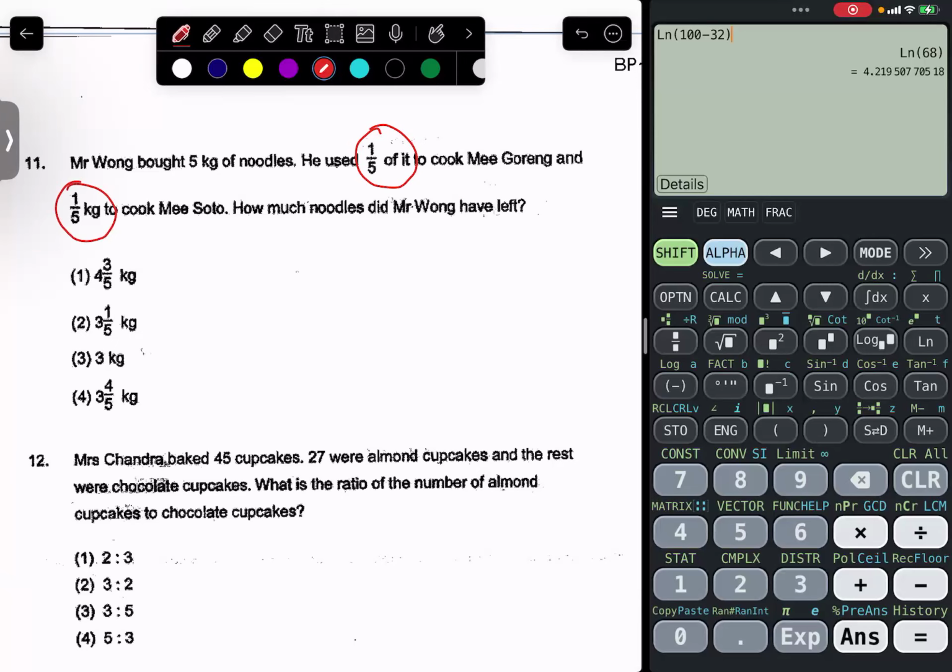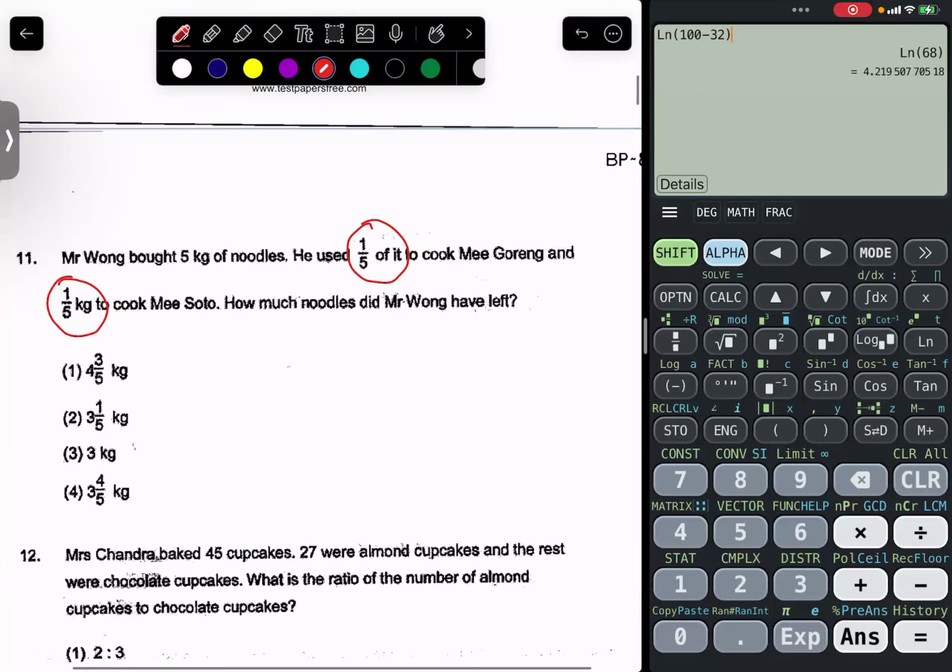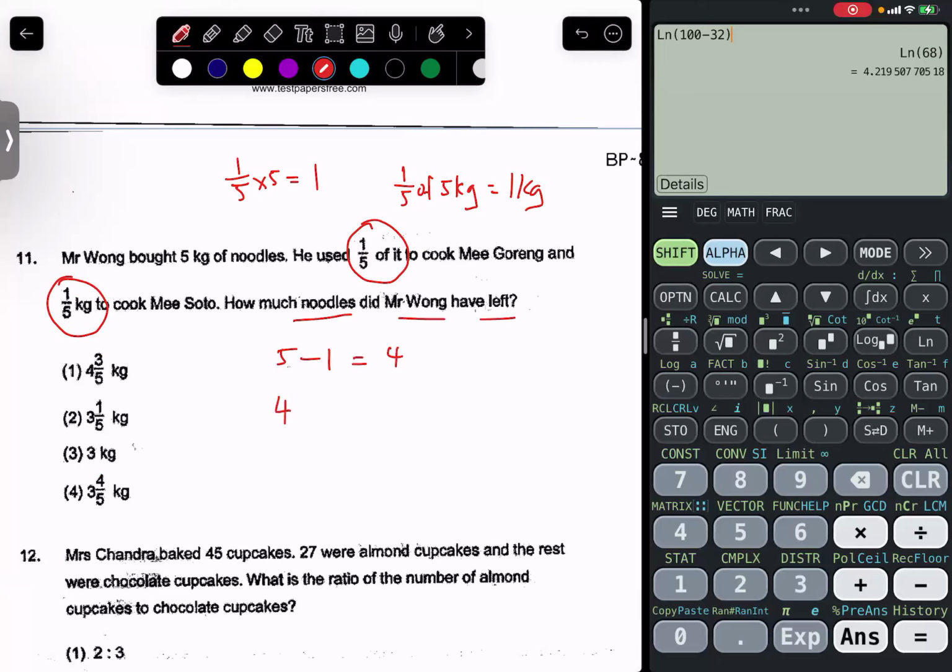They mean different things. 1/5 of it means 1/5 of the 5 kg, meaning 1 kg, because this is multiplicative, right? 1/5 times 5 equals 1. Now, how much noodles did Mr. Wong have left? First, minus the 1, left 4. Now, from 4 kg, we take away 1/5 kg. So we'll be left with 3 whole 4/5 kg.